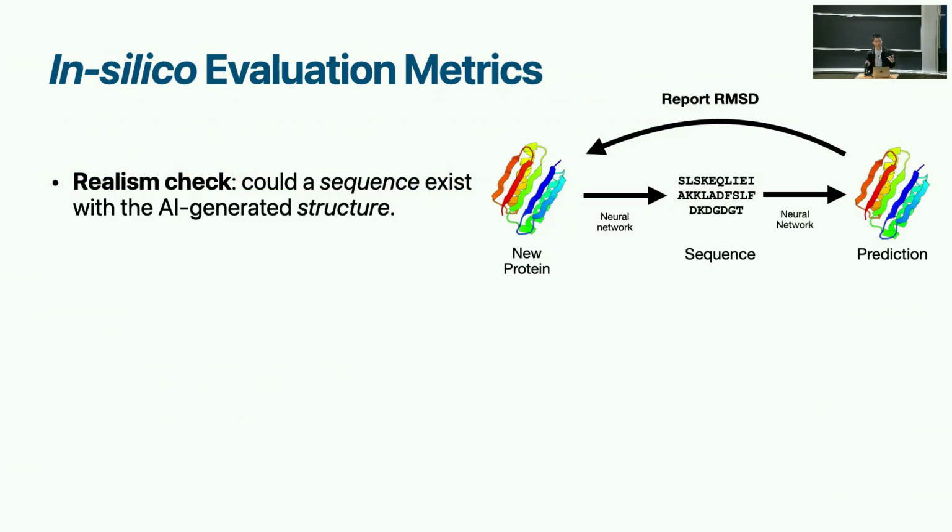And so how to check if these proteins are good or not is something I'm going to call a realism check. There are some other names out there, but in layman's terms, we're going to see if a sequence could exist that could actually fold into this AI-generated structure. So let's say this new protein is generated by the diffusion model. We're going to compute a sequence for it, and use another neural network, usually AlphaFold 2, to predict the actual structure and see if the RMSD between these two is low or not. This is the main method of how we evaluate AI-generated structures right now.